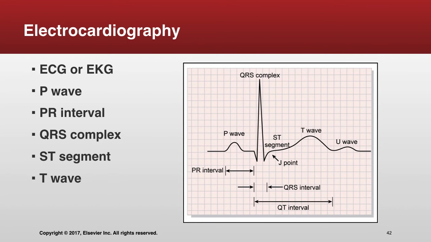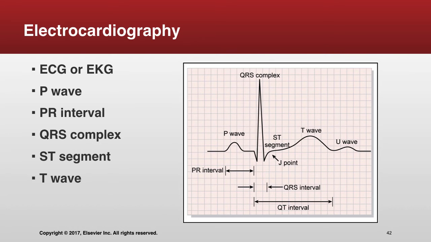So here we're looking at the ECG, or some people call it EKG. That comes from the German. And since we don't speak German generally, we call it an ECG. Initially, we see the P wave. From the beginning of the P wave to the beginning of the R wave, we call that the PR interval. Then we have the QRS complex, which is the big spike in the middle, and we call that the QRS interval.